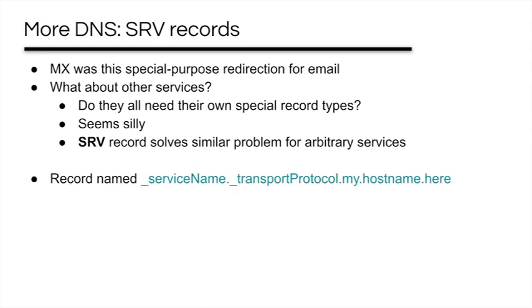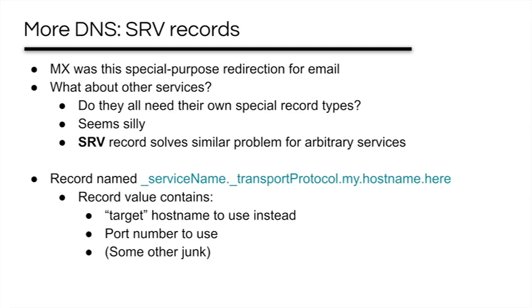And so what you do is, if you want to connect to some service, then you look up this specially formatted name, where basically it starts with an underscore and then the service name. And then it has an underscore followed by the transport protocol name, like underscore TCP. And then it has the host name where you want to look up the service. The values for these records have a target host name to use instead of the one you looked up, similar to how we saw the MX record gave a different host name than the one we looked up for email. And the value also has a port number to use to contact the service.